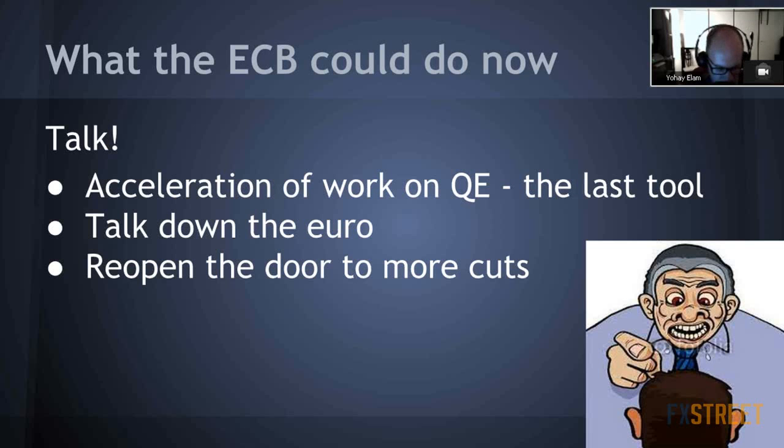What can he talk about? He can talk about 3 things. He can talk about the acceleration of work on quantitative easing, the last major tool that the ECB has. He can try to talk about the exchange rate, to talk down the euro, and he can try to reopen the door to more cuts, cutting the deposit rate even deeper in negative territory, or cutting the main lending rate from 0.15 to 0.